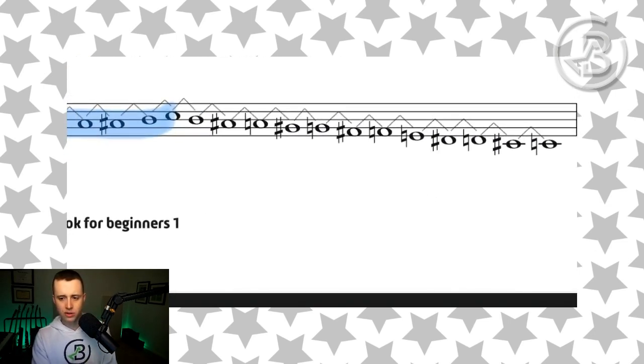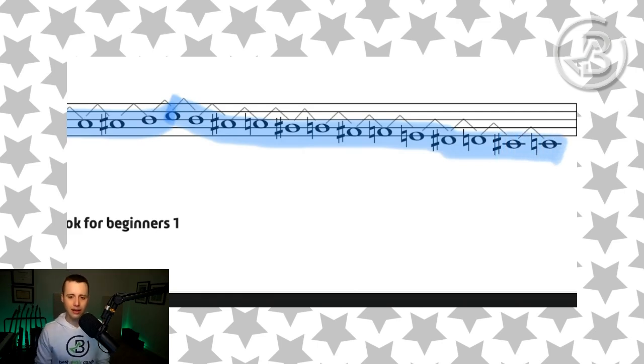Now, we can also have a descending C chromatic scale. So we have C, B, A sharp, A natural, G sharp, G natural, F sharp, F natural, E natural, which we're putting that natural on the E in there as a courtesy accidental because there's so many sharps and flats. We're just being extra kind. D sharp, D natural, C sharp, C natural.